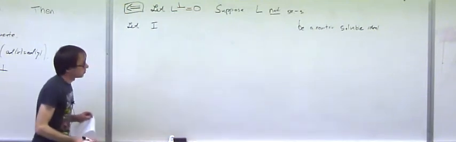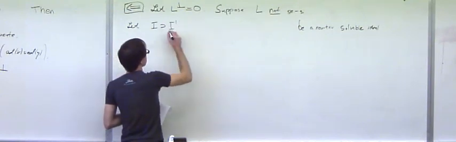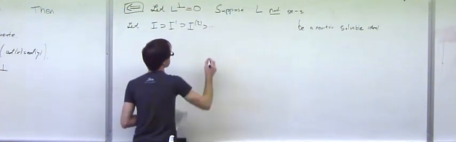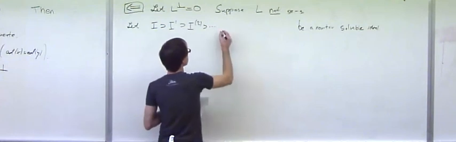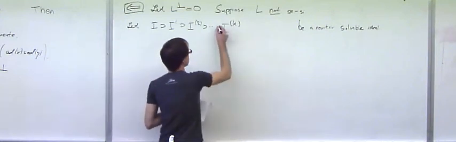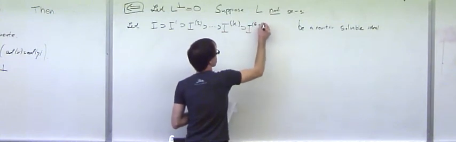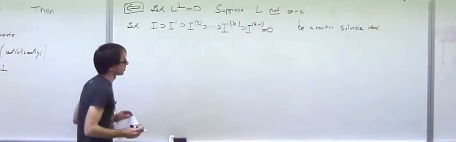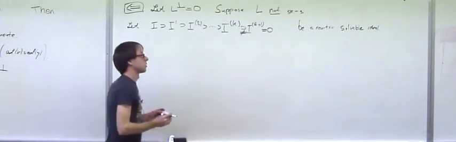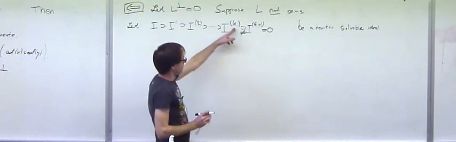So what does it mean to be solvable? It contains its derived ideal and the second derived ideal and so on. And at some point I get the k-th derived ideal, and then eventually I get 0, right? That's the definition of being solvable. And I suppose that k is the last exponent such that I to the k is non-zero.